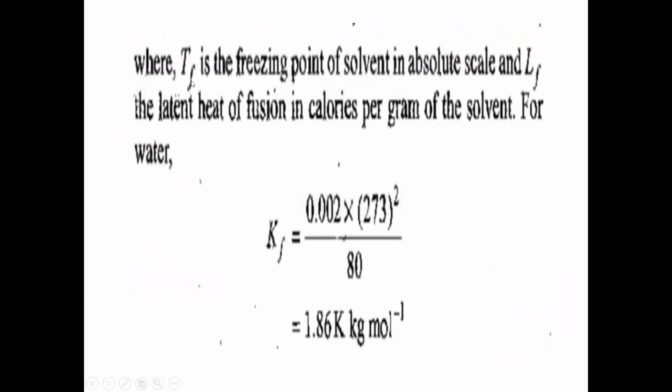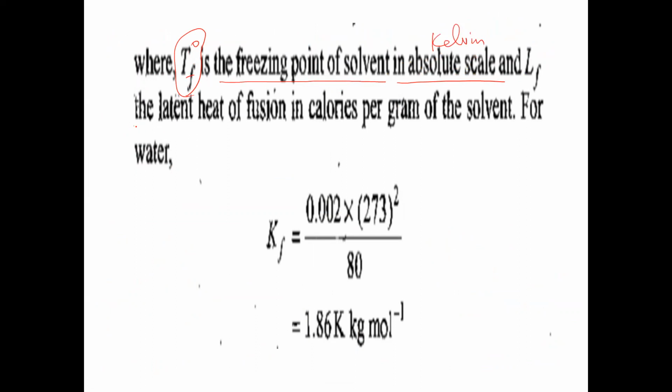Where TF naught is what now? The freezing point of the solvent. TF naught meaning what? So this TF naught is the freezing temperature, the freezing point of the solvent, in the absolute scale, that means the Kelvin scale. What is the absolute scale here? Kelvin scale. So in Kelvin scale only we have to take the TF naught value.